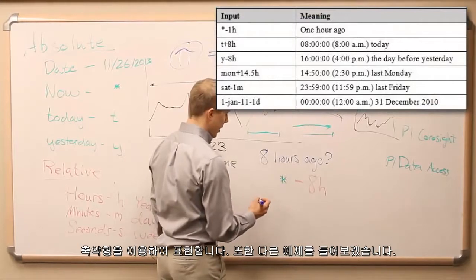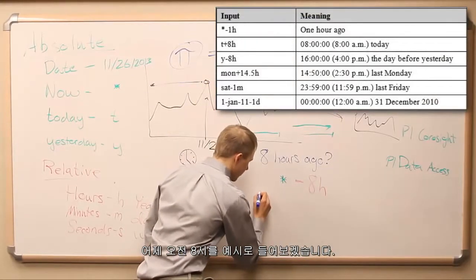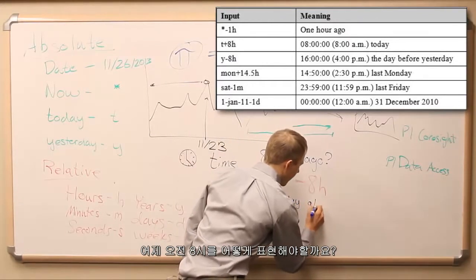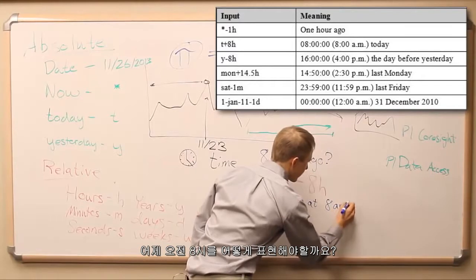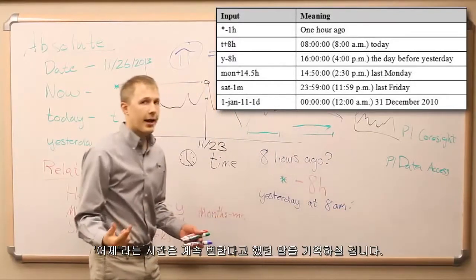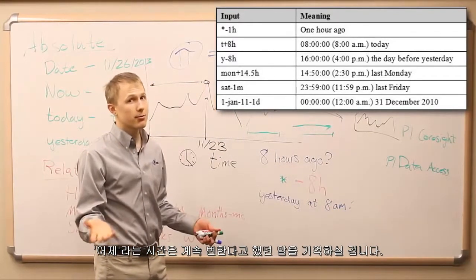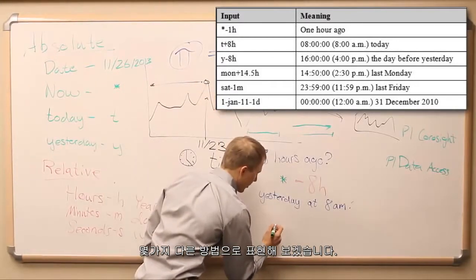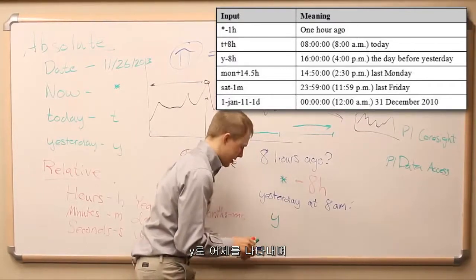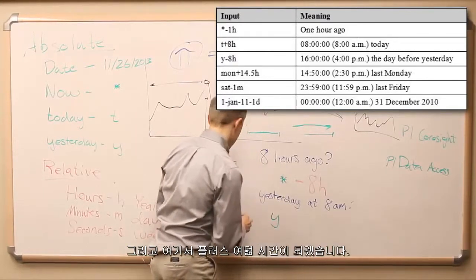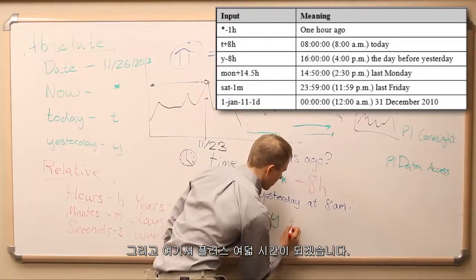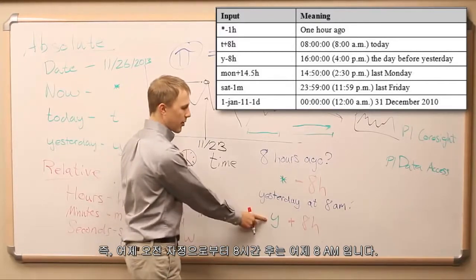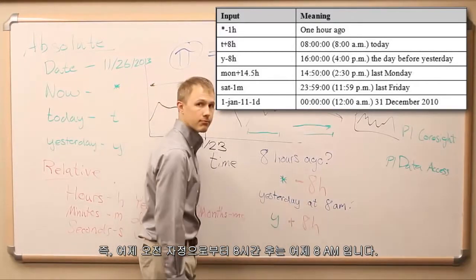I could also say something like, let's say yesterday at 8 a.m. How would I refer to yesterday at 8 a.m.? Remember, yesterday is always changing. Tomorrow, it's going to be a different yesterday. I would refer to that, and there might be a few different ways of doing it. I would say Y for yesterday, and then probably plus 8 hours. So that's yesterday morning at midnight plus 8 hours equals 8 a.m.